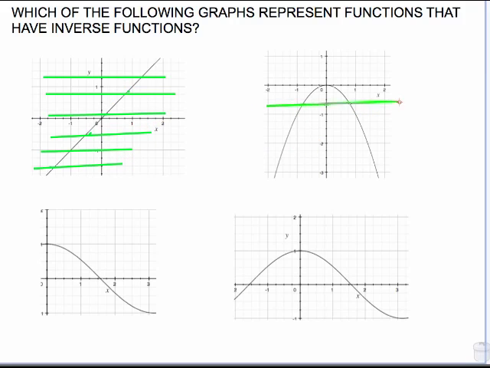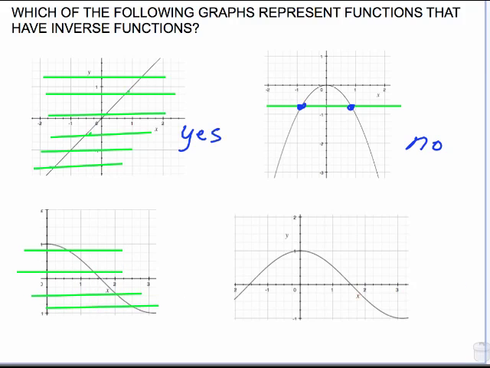Go to this one. Draw in the first horizontal, and I've got a problem because it's crossing twice. So this one does not. This one was yes. Go to the next one. Horizontal line, horizontal line. Every horizontal line I have drawn just crosses one time. Therefore, this graph does have an inverse function. Draw this one. And here we're intersecting twice. Therefore, this does not have an inverse function.